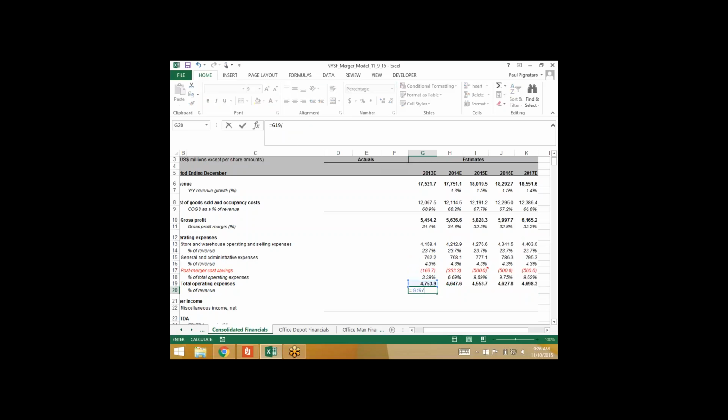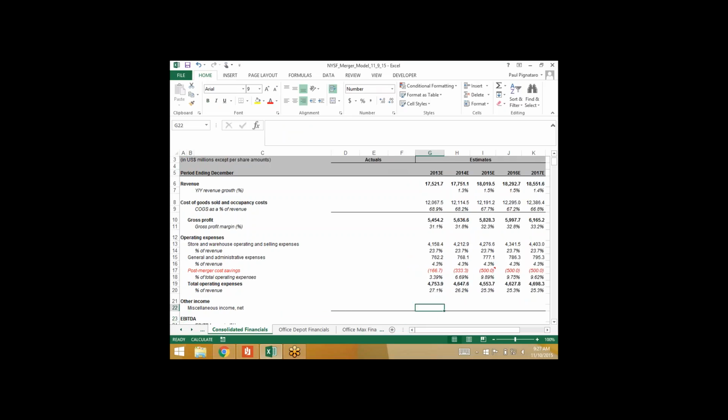And we can calculate the percentage of revenue. Margin's getting thinner, yeah? Really low. Okay? You guys getting those numbers?